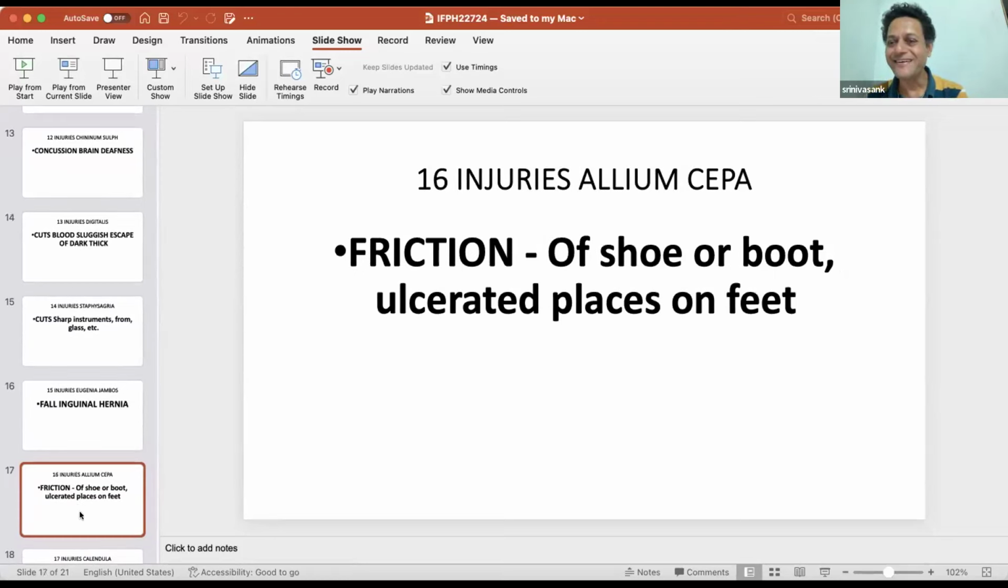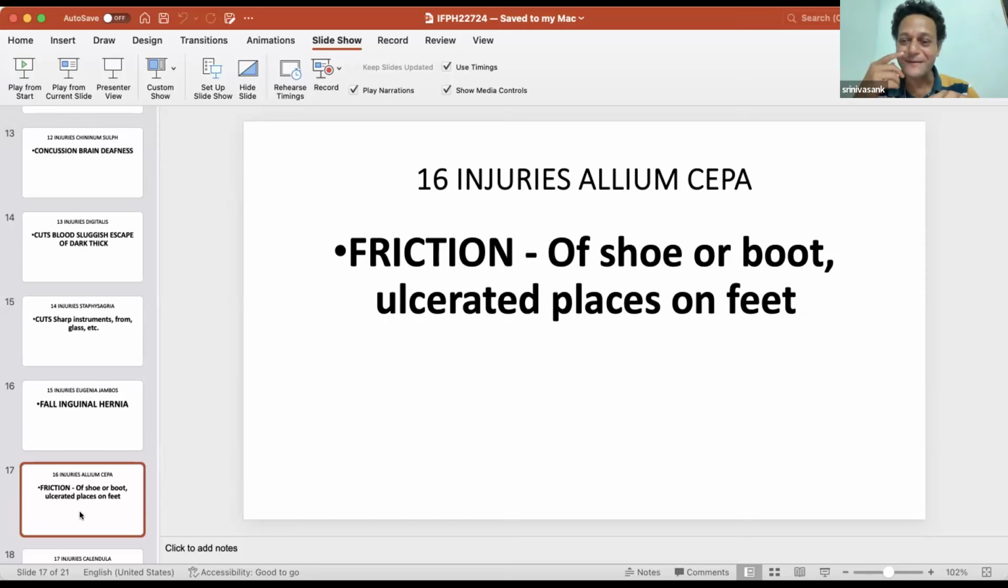Allium cepa for injury. Sir, of course, all of us are adults here. I want to tell you, I tell my friends and patients, the shoes, the footwear and inner garments must be of the right size. If these two are inappropriate, life will be hell. The footwear and innerwear, both must be appropriate. If it is too loose, also problem. If it is too tight, also problem.